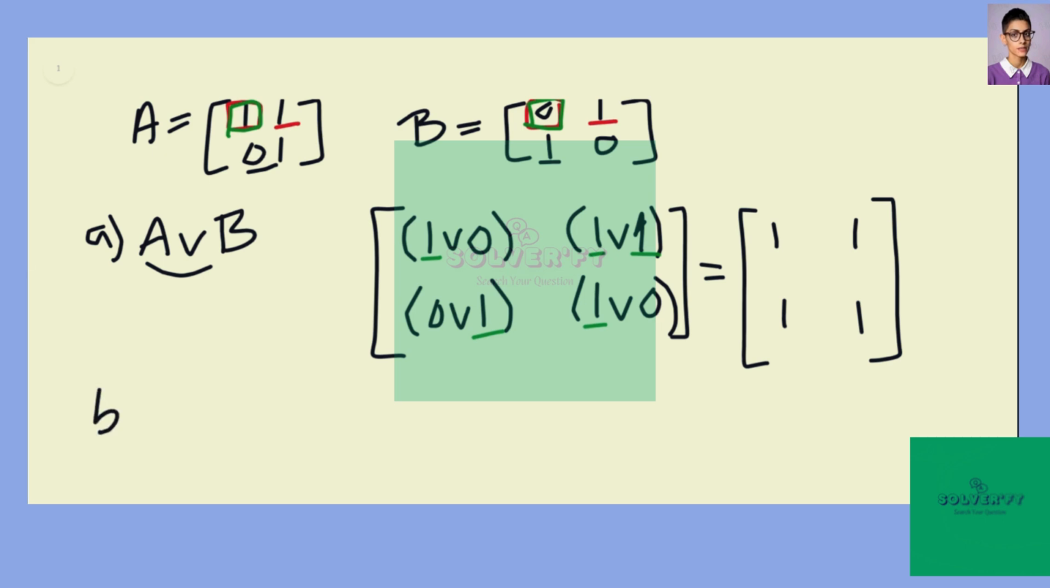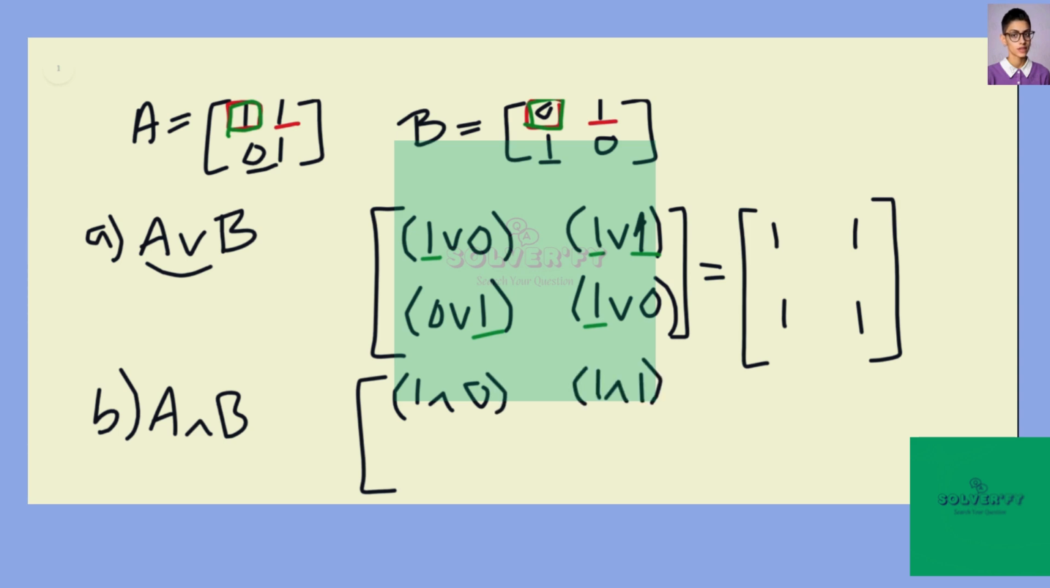Now when we go to B, which is sort of the AND operation, we're going to end up doing the same pairwise comparison. So we get the same matrix as above, but with a different operation that's happening to it, right? So we're getting the AND.